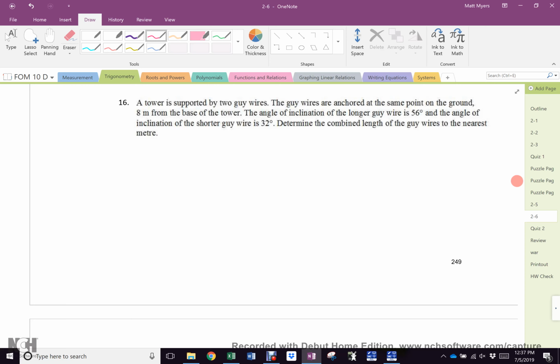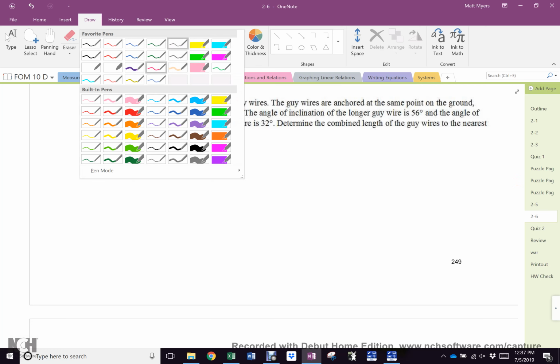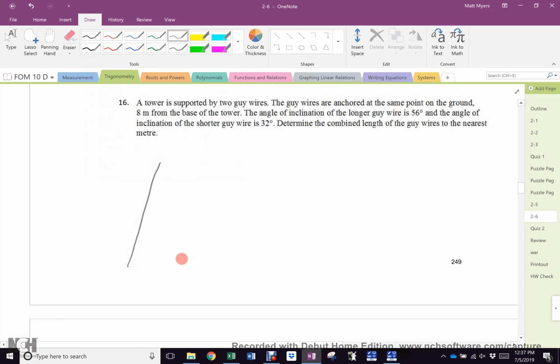How do I draw a tower? Is this art class? Do I have to get out my gray pencil crayon so it looks like metal and draw it all nice and perfect? Do I have to do that? No. Tower. Done. The wires are anchored at the same point on the ground, 8 meters from the tower. Where is the ground? Right there. There's 2 wires that come from right there, 8 meters away.